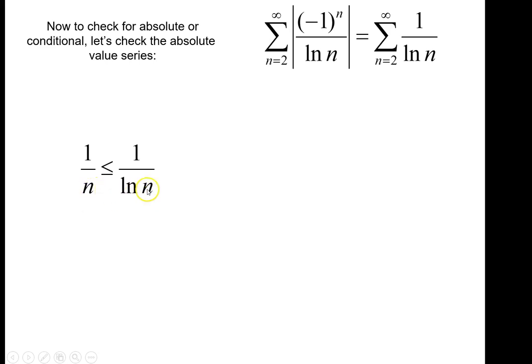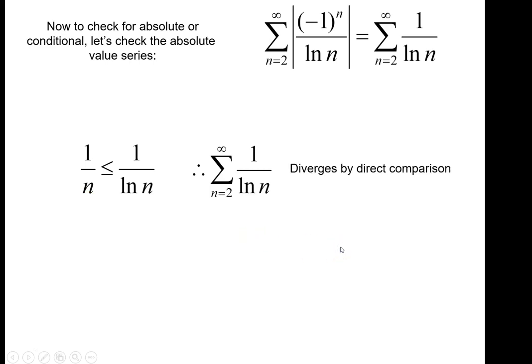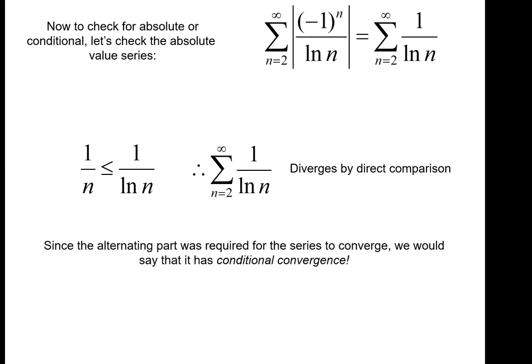So which of these denominators is going to be larger, the n or the natural log of n? Natural log of n is always going to be slower in growth than n, so 1 over n is going to be a smaller fraction than 1 over the natural log of n. So if 1 over n diverges by direct comparison, 1 over the natural log of n has to also diverge. So what does that tell us? The alternating series converged using the alternating series test, but the absolute value of the series diverged using a direct comparison test. So that means that the original series has conditional convergence.